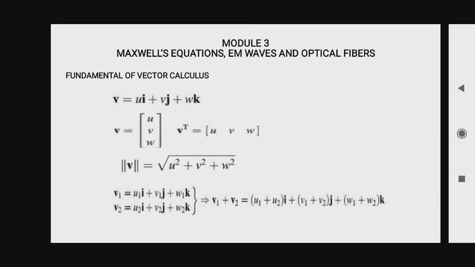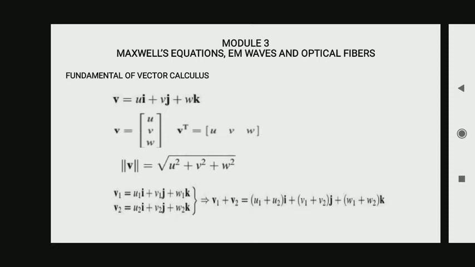Next, fundamentals of vector calculus. The components of the velocity vector in a three-dimensional Cartesian coordinate system are usually denoted by u, v and w in the x, y and z direction respectively. In Cartesian coordinates, v is written as v is equal to ui plus vj plus wk, where i, j and k are unit vectors in the x, y and z direction respectively.